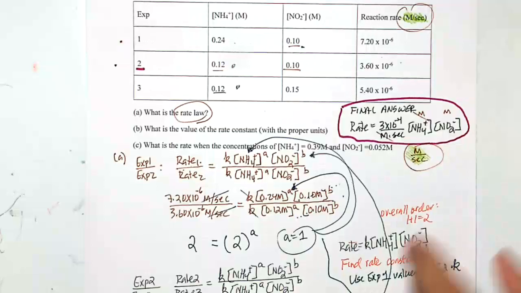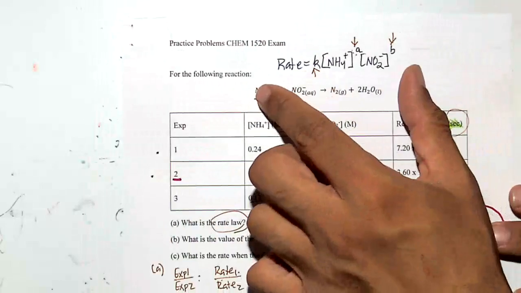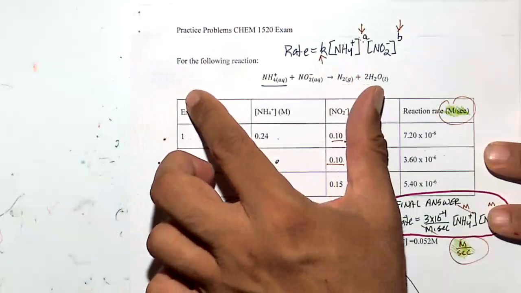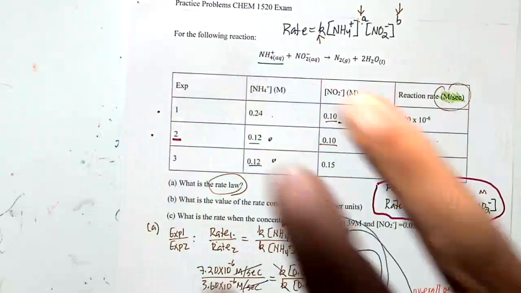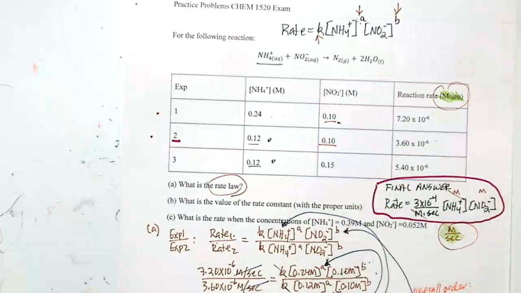So do you want the answer like that with the NH4 and the NO2 in it too? Or can we just say rate is equal to k? No, this is the answer. This is the rate law for this reaction, so you have to put those. Yes, because this is the reaction and this is the rate law for this specific reaction. So this is the final form of the answer.